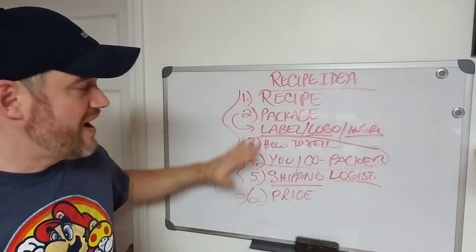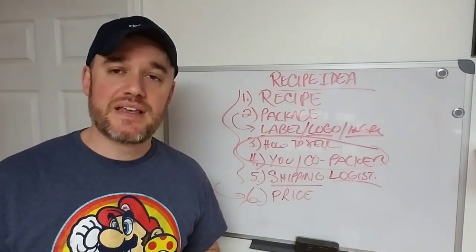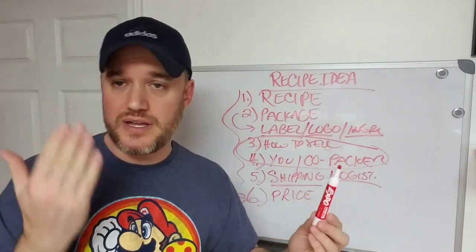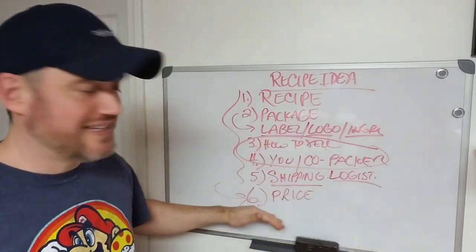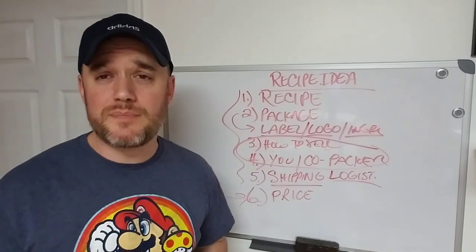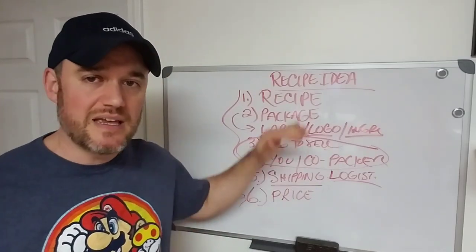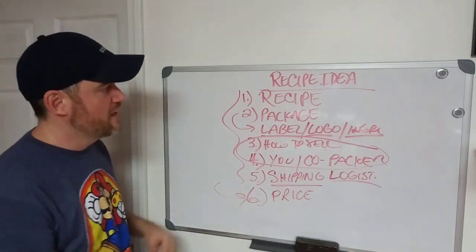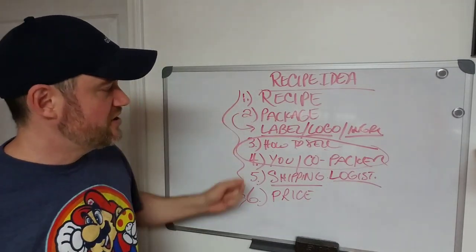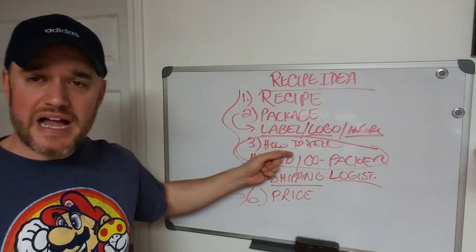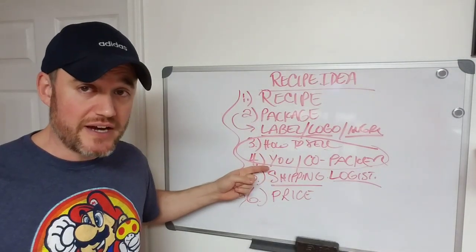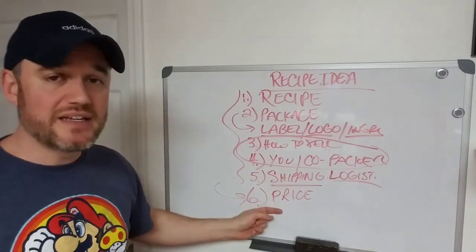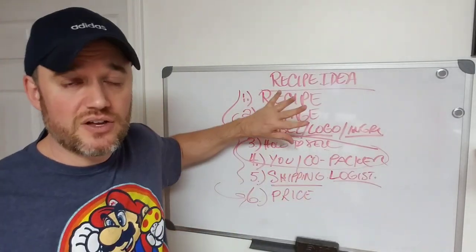Okay. So out of all of the processes in making a recipe into a finished product from here to here, these 6 steps are probably the most important aspects to think about. And like I said, in between all of this, there's a lot of other details, but I'm not going to get into that. Okay. So recipe, package, label. How are you going to sell it? How are you going to manufacture it? How are you going to make it? Shipping and logistics. And then finally, determining that price based on all of that.